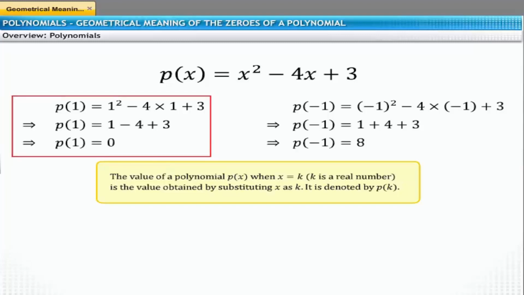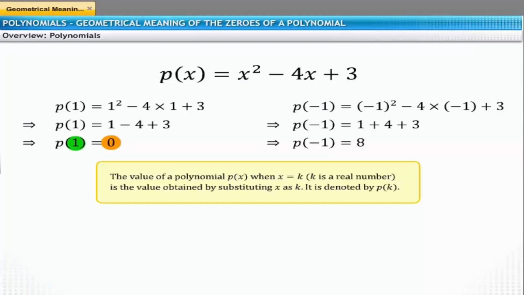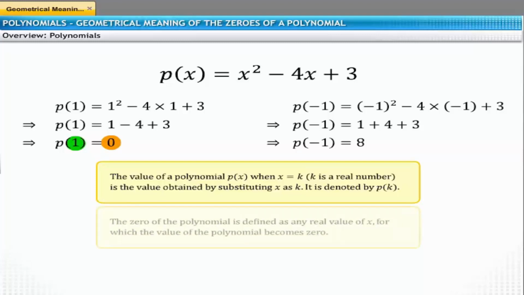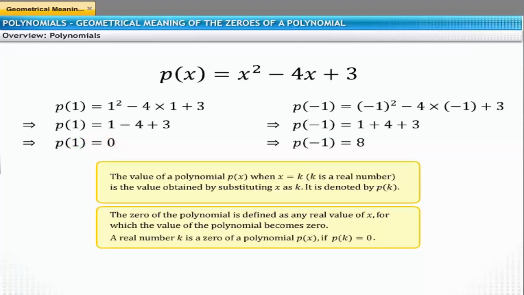Now in the first case, the value of the polynomial is 0 when the value of x is 1, and this value of x is called the zero of the polynomial. The zero of the polynomial is defined as any real value of x for which the value of the polynomial becomes 0. In general, a real number k is a zero of a polynomial p of x if p of k is equal to 0.